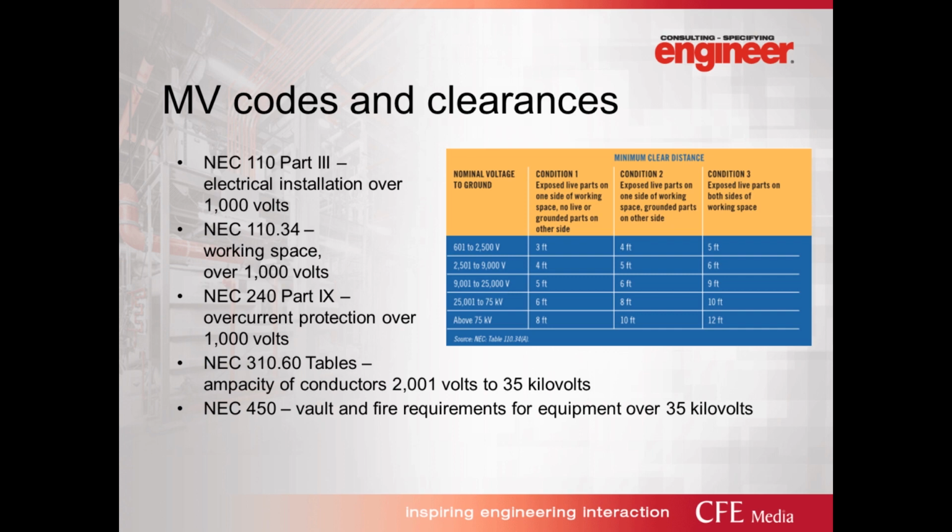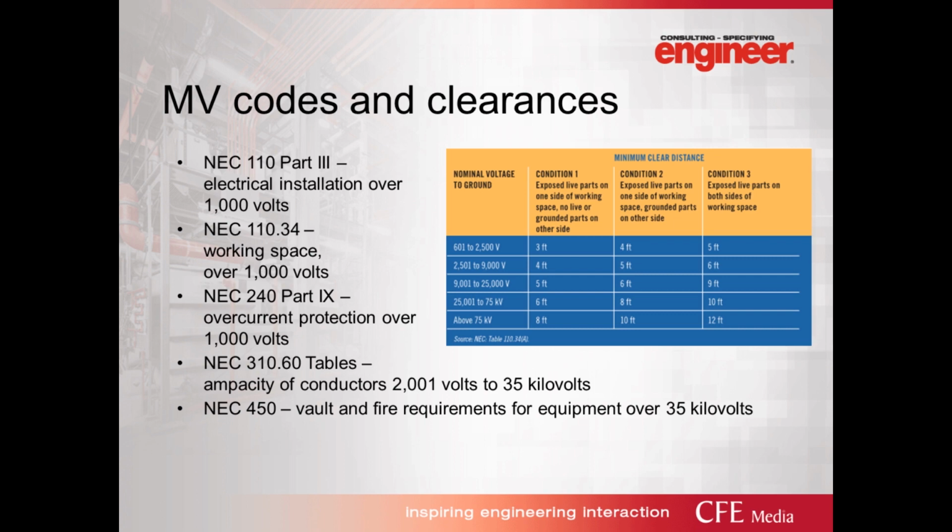As far as codes and clearances, NEC 110 gives you a lot of the guidance on what's required for installations over 1,000 volts. NEC 110.34. Jane talked a lot about the clearances required for low voltage being between 3 and 4 feet. When you get to the medium voltage, it can go anywhere from 9 feet to 12 feet between live pieces, so it's much more clearance, so you have to be aware of that.